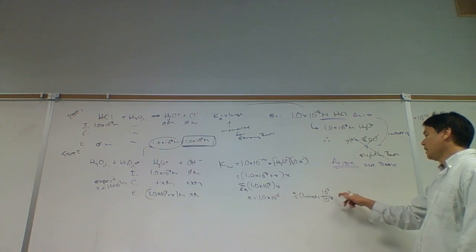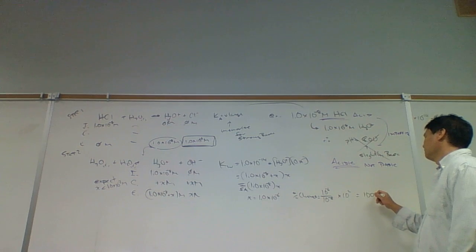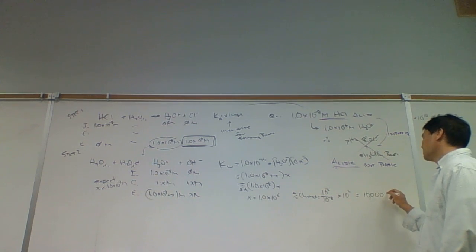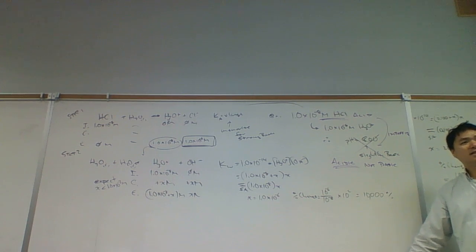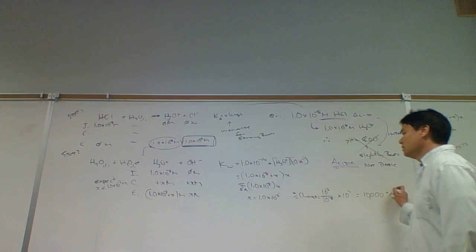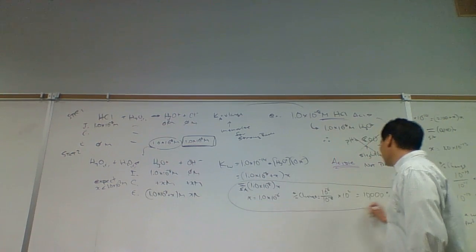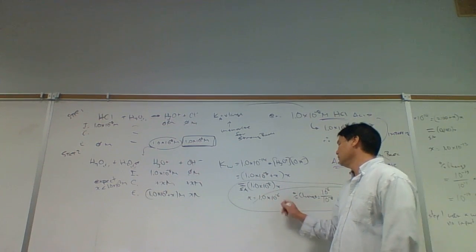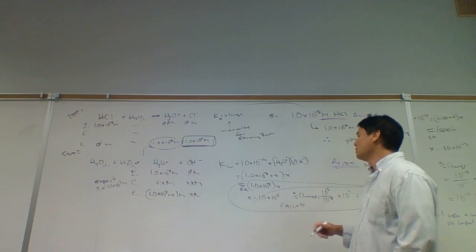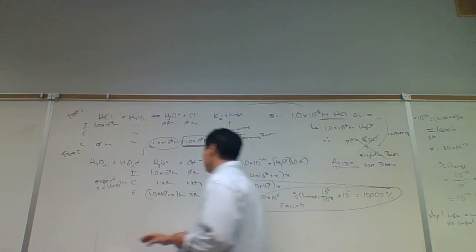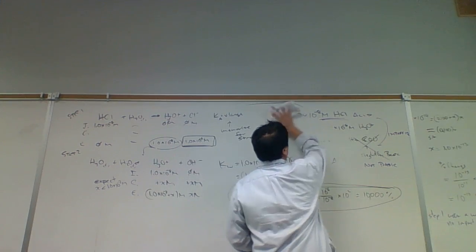Which gives us a 10,000% change. Is that good? 10,000%? No, that's bad. So it's a fail. But it's all right because it barely took us any time to do that. And so that means we have to use the quadratic, but that's not a big deal. We can use the quadratic to solve this.